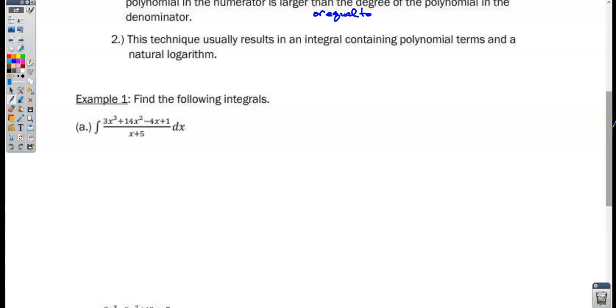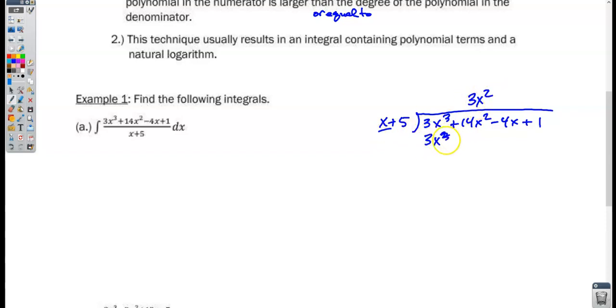Okay? So first things first, the bulk of what we're doing here, the calculus isn't very difficult. The more difficult part is the algebra. So first I'm going to go ahead and do the polynomial long division and divide x plus 5 into 3x to the third plus 14x squared minus 4x plus 1. And so I need to figure out what I multiply by x to get 3x cubed. That's 3x squared. Then I'm going to multiply 3x squared times the x plus 5. And then I'm going to subtract that away and drop the next term.